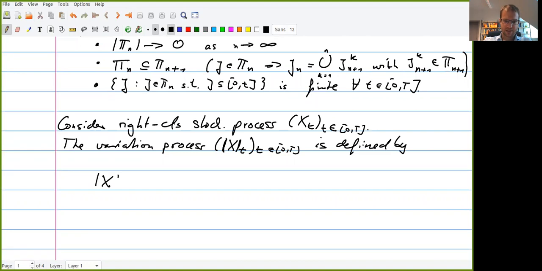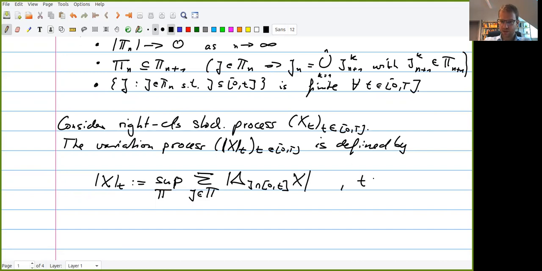So we take X_t. So we take the supremum over all partitions, which have only finitely many points in each interval, and then we sum up over all elements of the partition the increments of the path, and we intersect with the interval 0 to t, right? We won't only have to consider the partition up to time t.